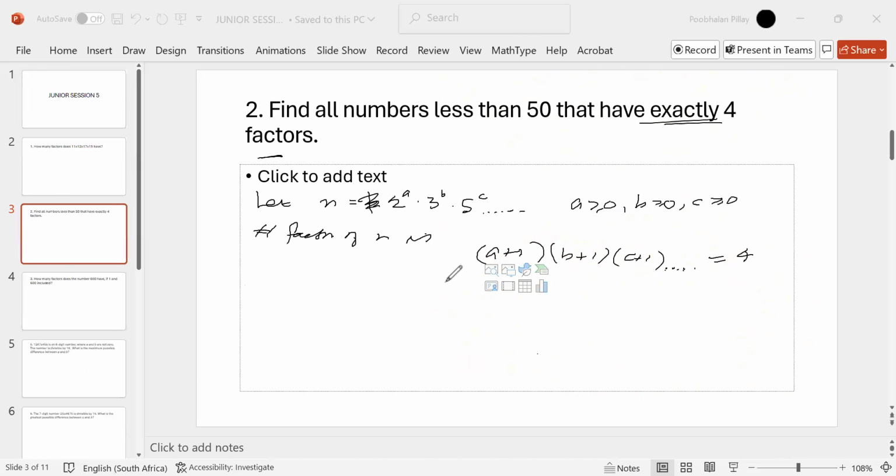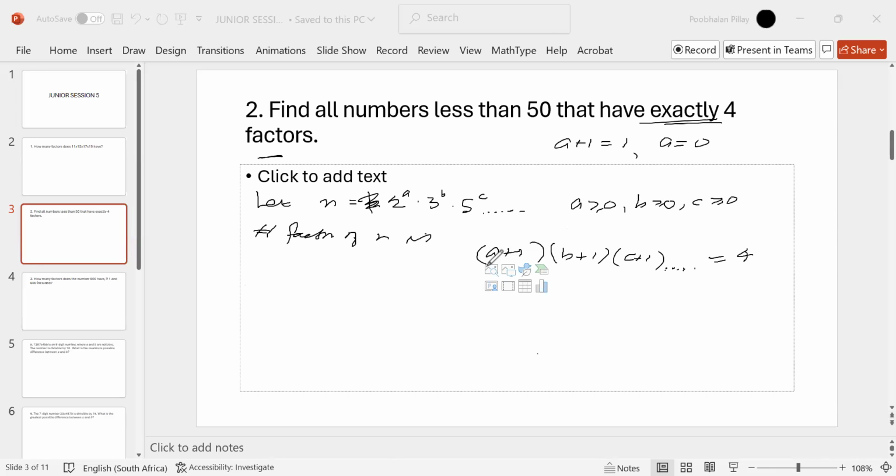So you can have, we don't want 1 now. You see, if a plus 1 is equal to 1, for instance, then A equals 0. We're not interested in 1 as a 2. The A is 0 means 2 to the 0 is 1. And that gives you, if A plus 1 is 1, the factor 1, which, I mean, we already know that 1 is a factor. So we will assume that all of these are at least 2.